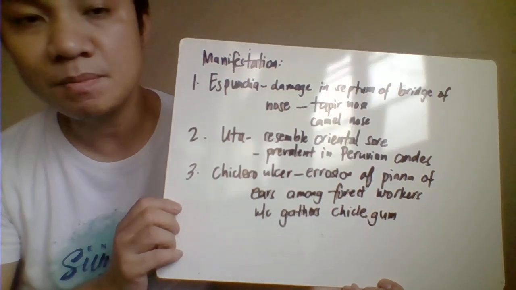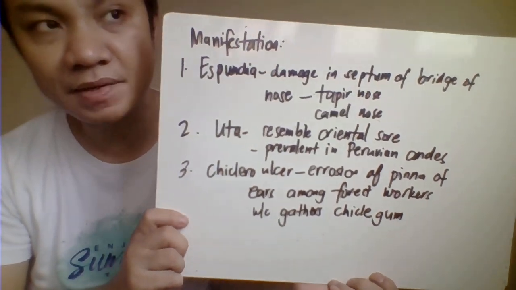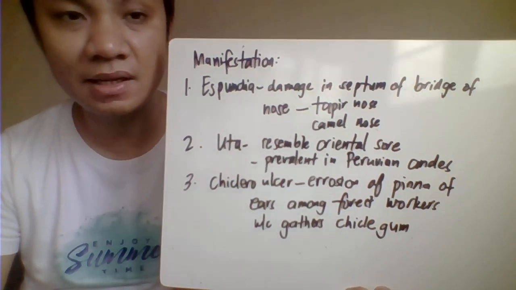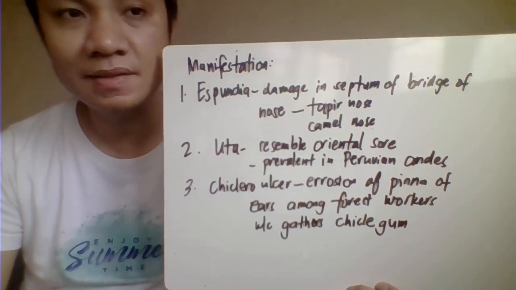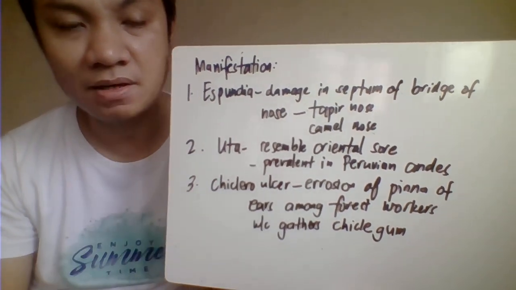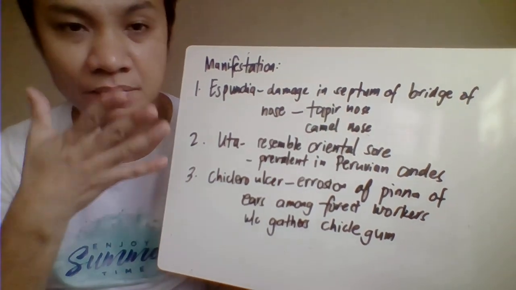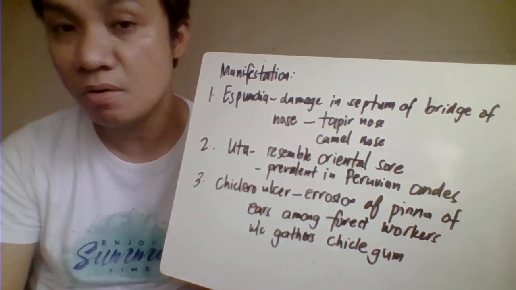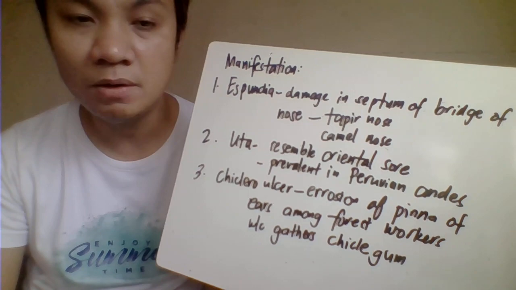Okay, for the disease manifestation of your Leishmania brasiliensis, we have here your espundia. The espundia is characterized by damage in the septum, the bridge of the nose of the patient, and that's characterized by something like flesh eating. It tries to eat this area, so the patient will have the manifestation of the tapir nose or the camel nose.